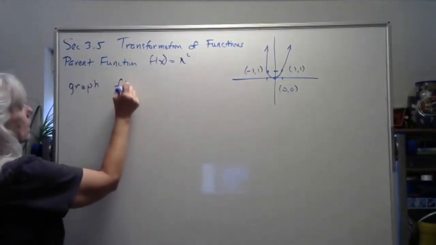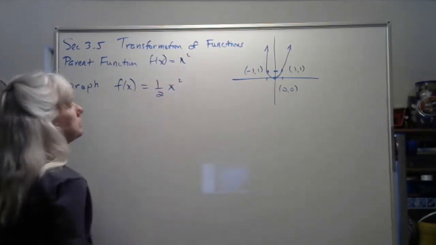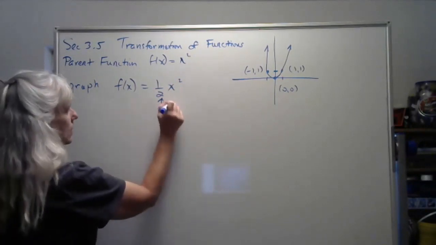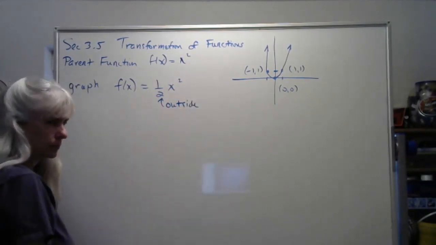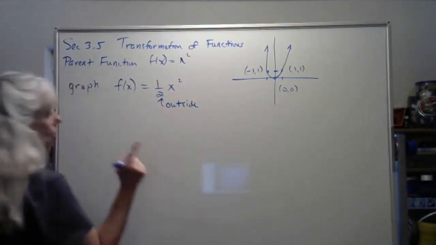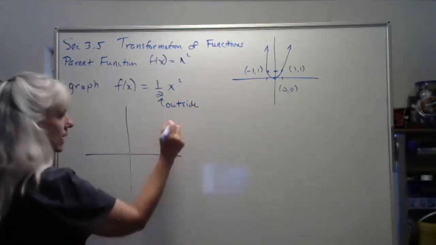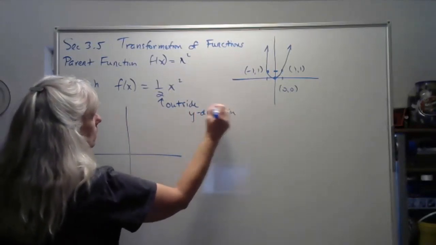Okay, still springboarding off this idea. We're going to do f of x is equal to 1/2 x squared. So instead of a 2 out in front, we have a 1/2 out in front. That looks interesting. Do we all agree that that 1/2 is outside? Yes. Okay. So what we're going to do this time, we again know it has to be in the y direction because it's outside.